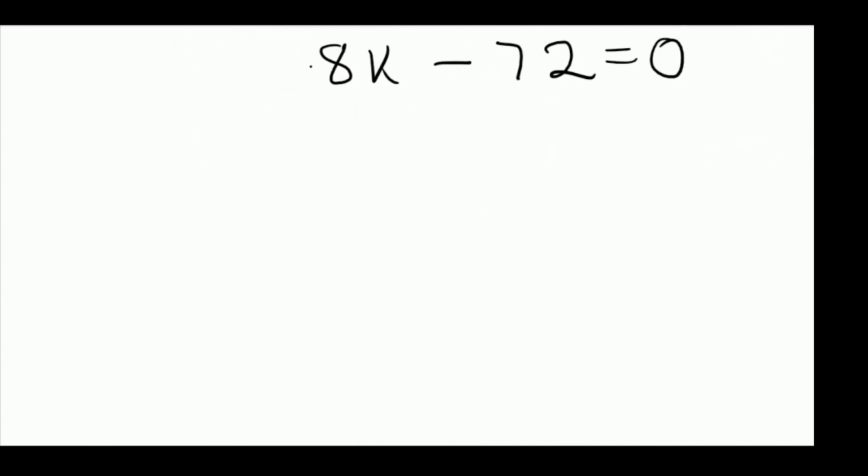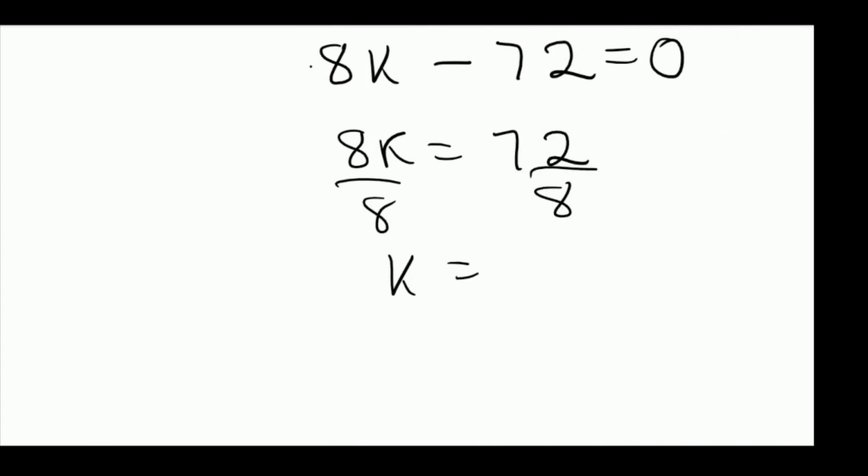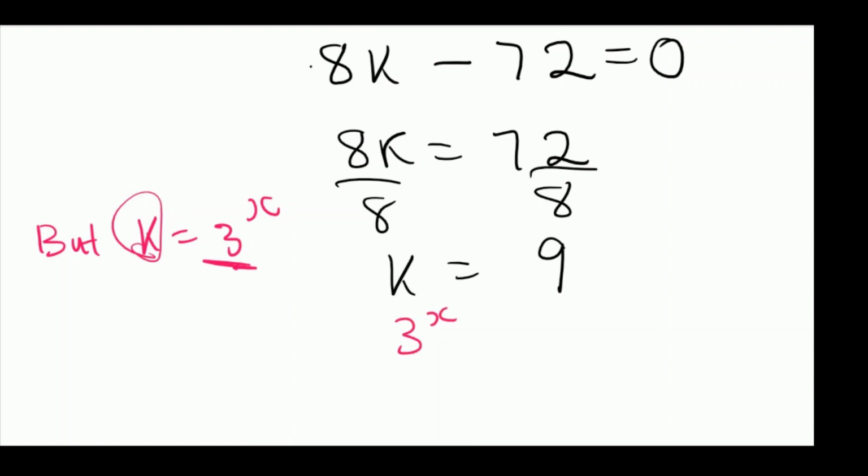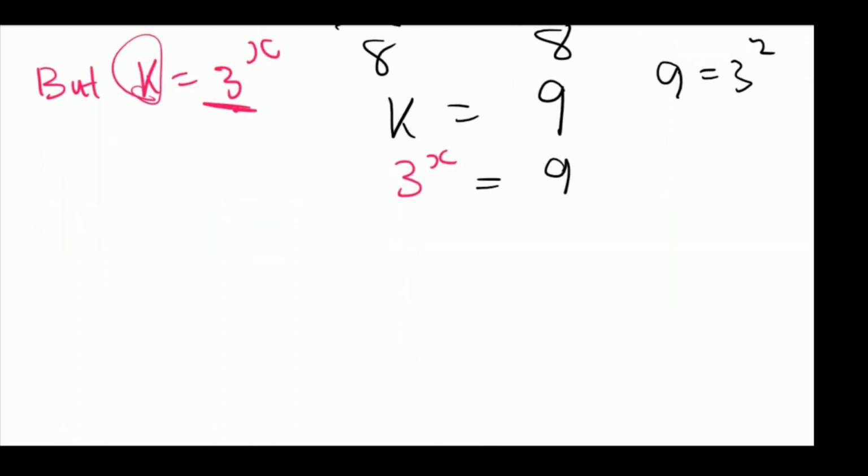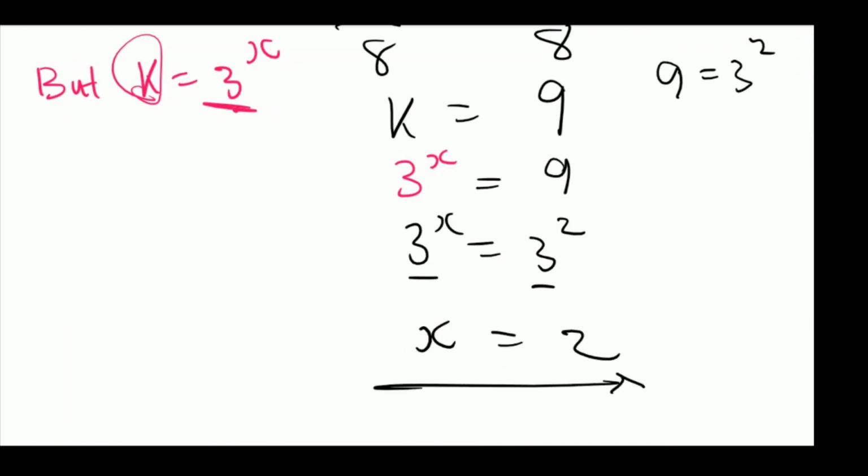Then we transpose the 72 to the other side. You have 8k equals 72. Divide by 8 on both sides, and we have k equals 9. But you need to remember that we said k equals 3 to the power of x. So where there's k, we put 3 to the power of x. So 3 to the power of x equals 9. But 9 can be written as 3 to the power of 2, so 3 to the power of x equals 3 to the power of 2. Then we have the same base, so we just drop the base, and x equals 2. So this is our solution of x.